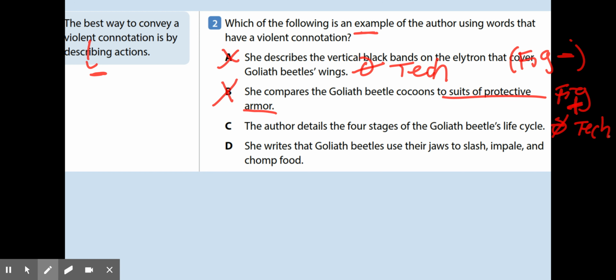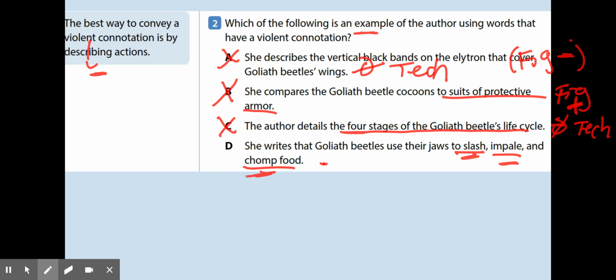That's not going to fit with what we need either, because that's not what we're looking for when it comes to a violent connotation. I need violent words, negative violent words. D says she writes that Goliath beetles use their jaws to slash, impale, and chomp food. Well, I don't know about y'all, but that's a negative word, that's a negative word, and that's a negative word. And those are all very strong connotations for eating.